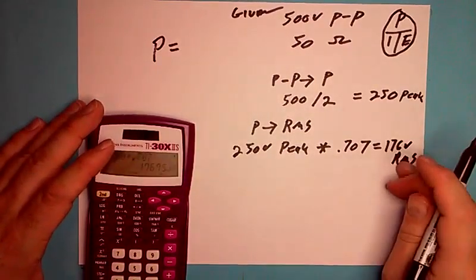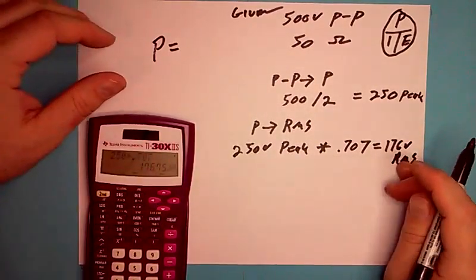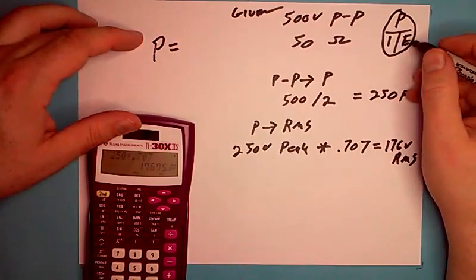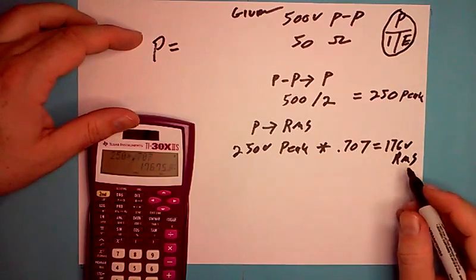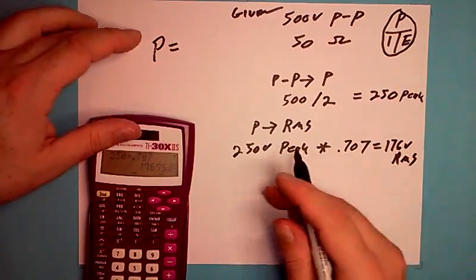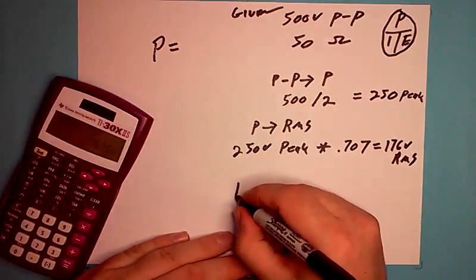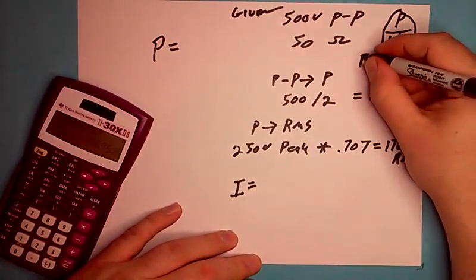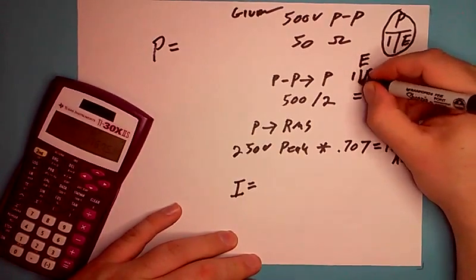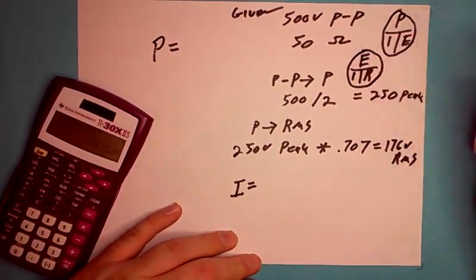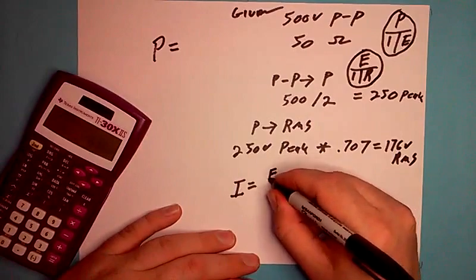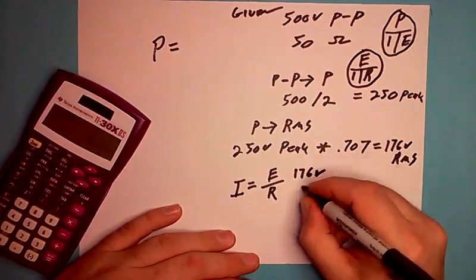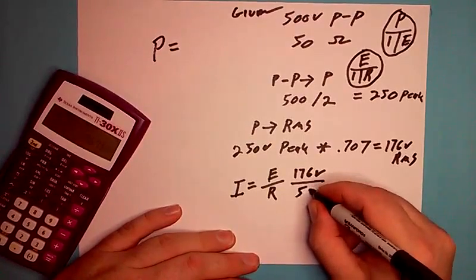176 volts, right? And we want to find power. So power is current times voltage. So again, we don't know the current, so we can figure out the current, I. Remember our other magic circle, EIR. Okay, so E, which we know, divided by R, which we know. So that's 176 volts over R, which is 50 ohms.